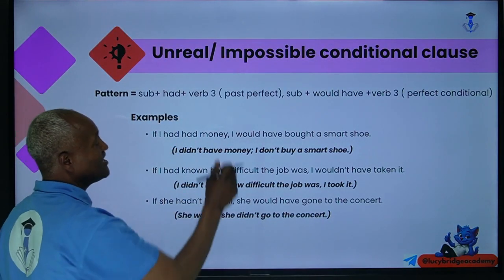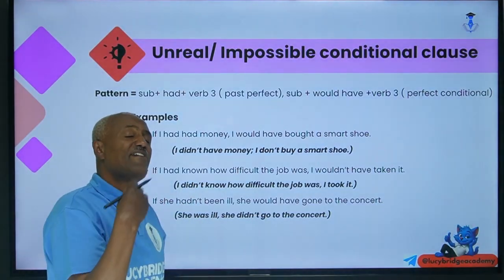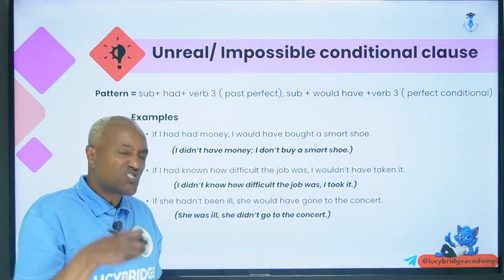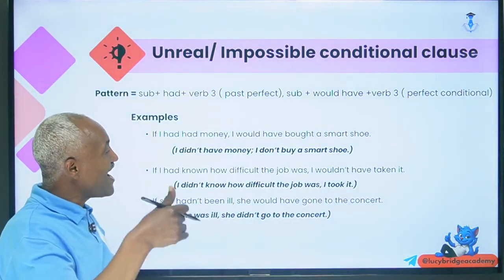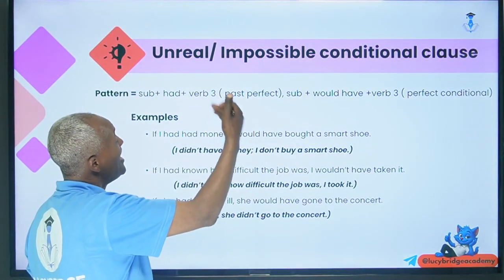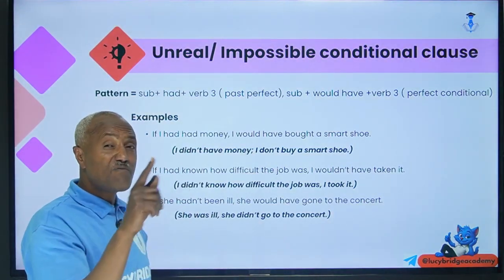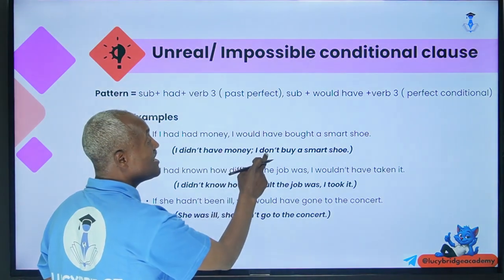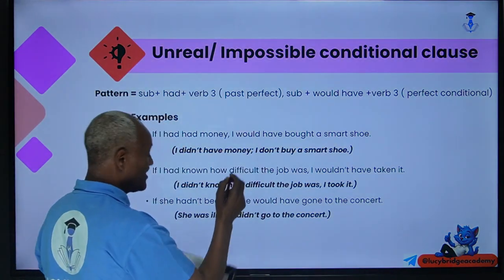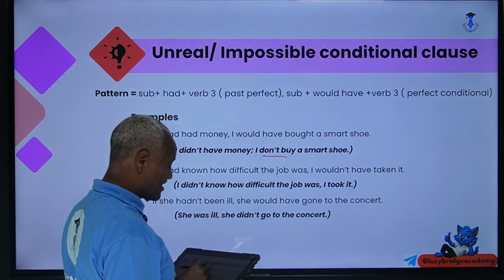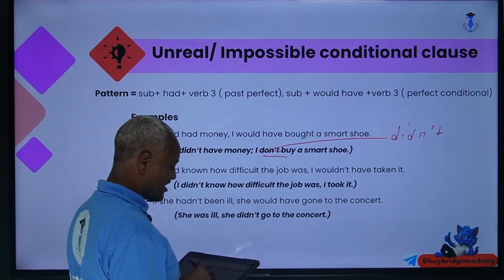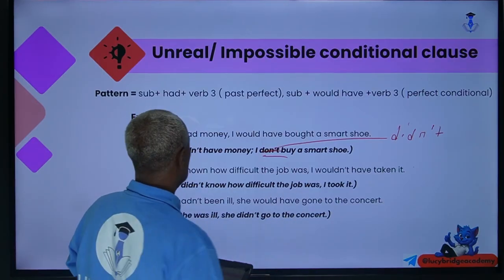If I had money. Previously, don't forget, if I had money means I don't have money. That is a present unfulfilled action. But if we say if I had had money, that is a past unfulfilled action. Therefore, we state it, or else we say, I didn't have money, I didn't buy a smart shoe. Even this one is wrong. It must be I didn't. Don't forget this. Cancel out this one. I didn't buy a smart shoe.